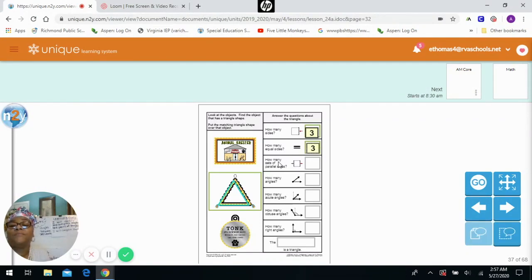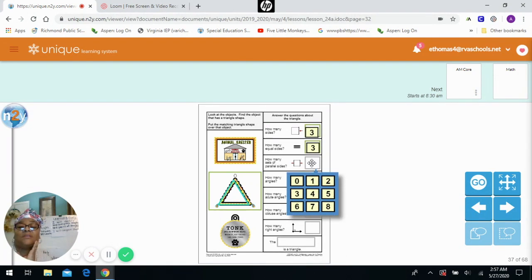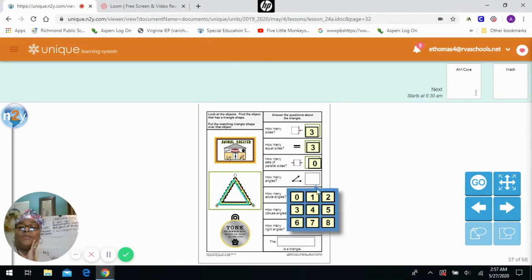How many sets of parallel sides? Does it have any parallel sides? Let's see. No parallel sides. How many angles does it have? And what kind of angle do we call that? Acute angle. How many does it have? 3, yes.